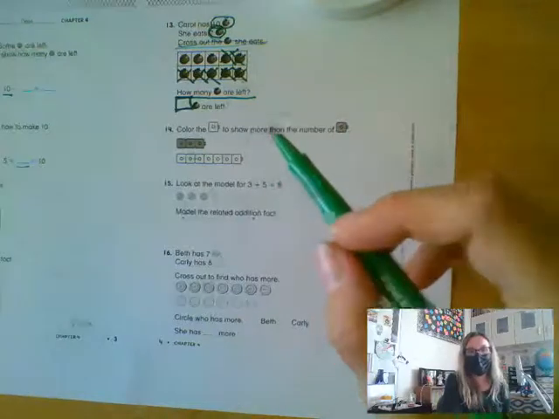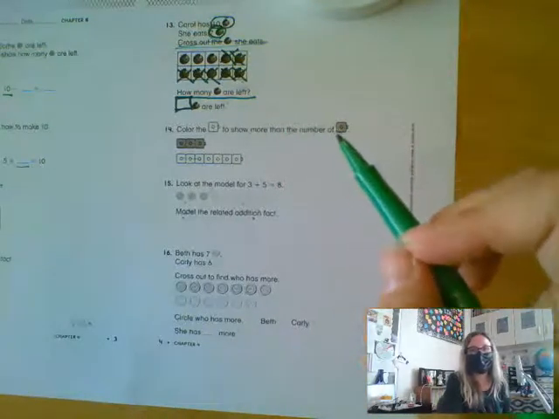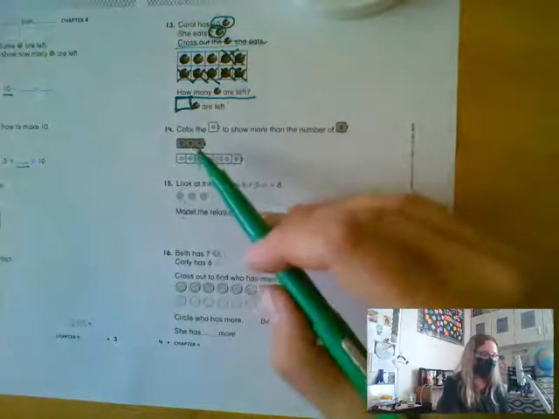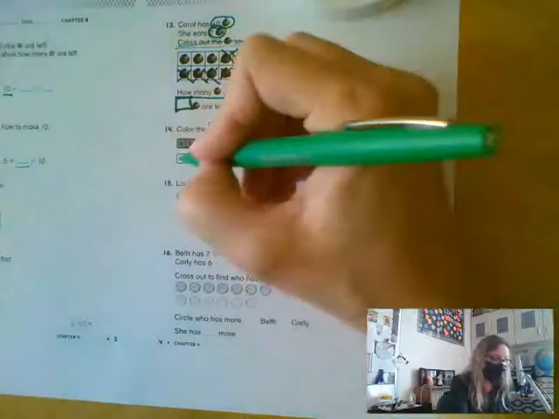Color the white cubes to show more than the number of gray cubes. So how many gray cubes are there? 3. So color the white cubes to show more than 3.